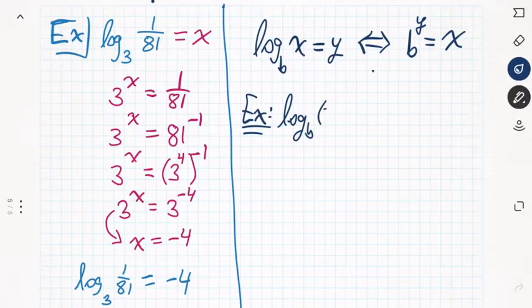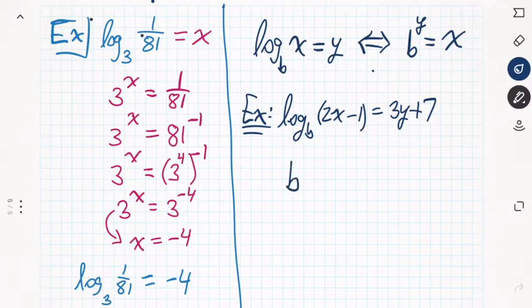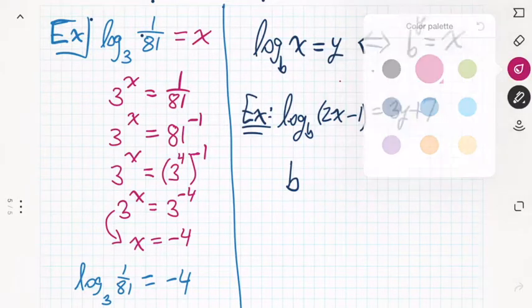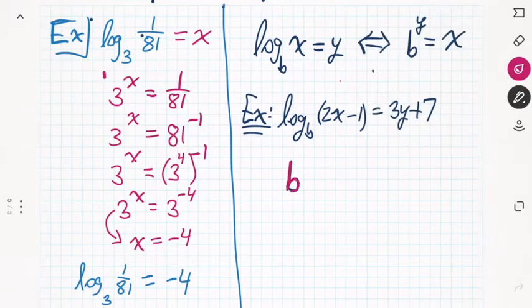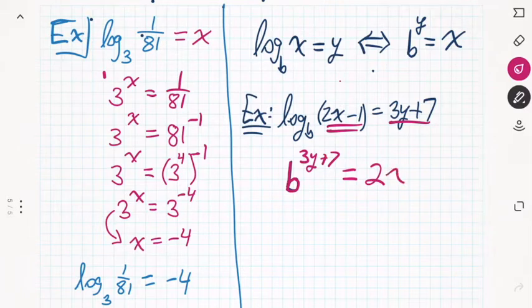Log base b of 2x minus 1 is equal to 3y plus 7. Why not? As ugly as possible. But it's really not too hard. So the base is b, so we would write that first if we're going to rewrite this as an exponential. The power is the other side. So we're going to say base b, the power is going to be the other side of the equation, so 3y plus 7. And it's going to equal the answer, which is what log is looking at. So this would be 2x minus 1. And that's it. Pretty simple.